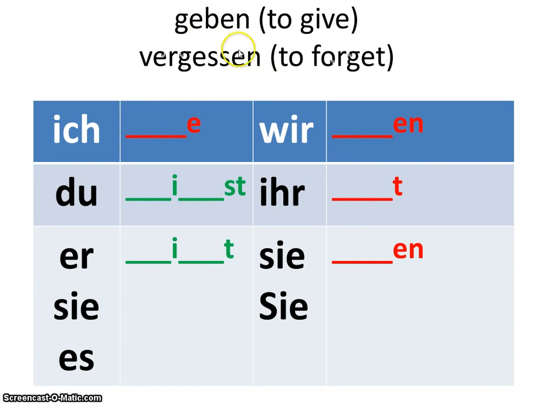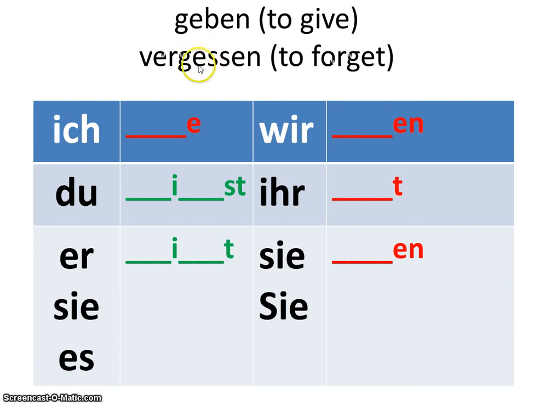These two are very similar, so this time I'm going to go ahead and conjugate them aloud, and I would like for you to make sure you write them down. Geben, to give. Ich gebe, du gibst, g-i-b-s-t, sie es gibt, g-i-b-t. Wir geben, ihr gebt, sie geben.